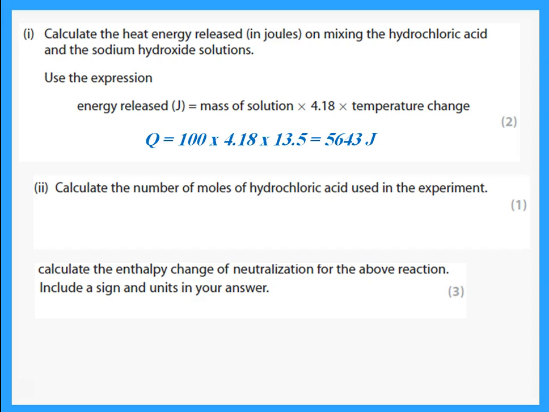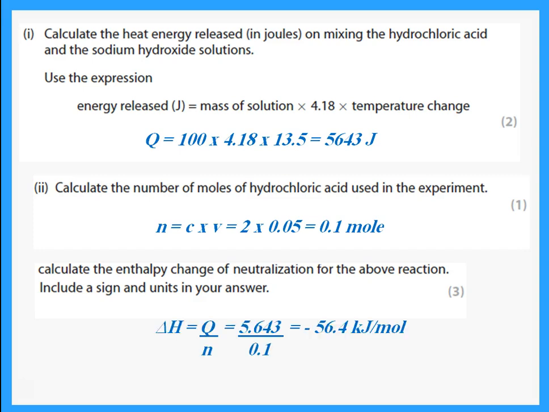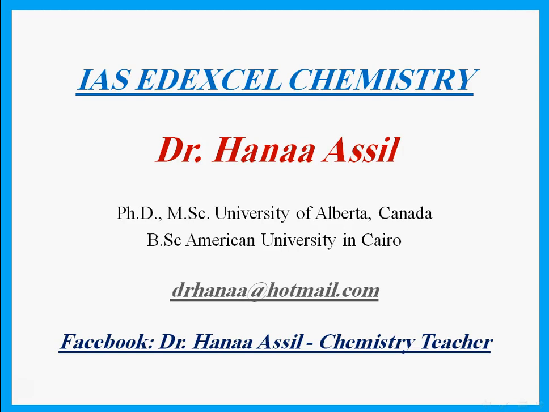Calculate the number of moles of hydrochloric acid. Now we have concentration and volume of hydrochloric acid, so that's what we use to get the number of moles. And he says calculate the enthalpy change of this reaction. It is the Q over the N, and we said this was a temperature rise, so it is exothermic, and I put a minus sign.